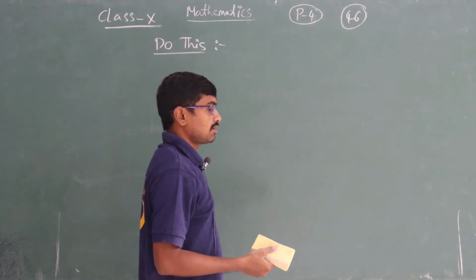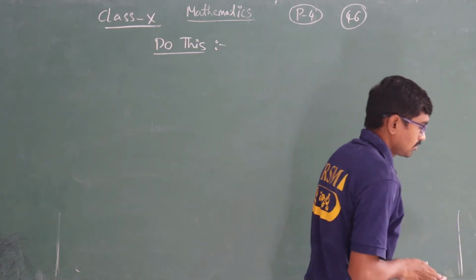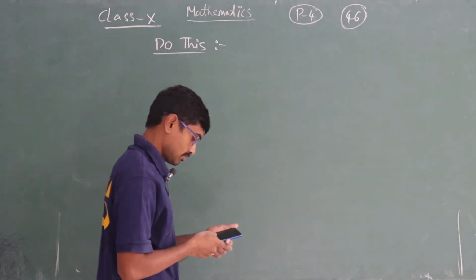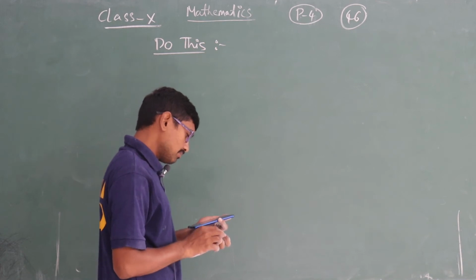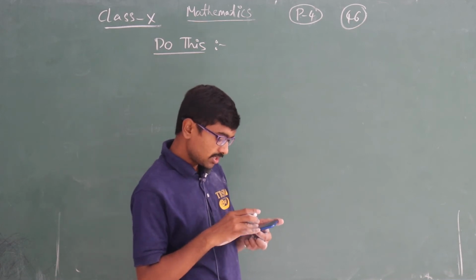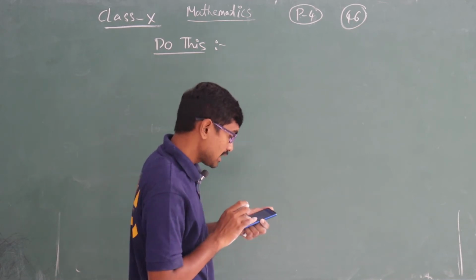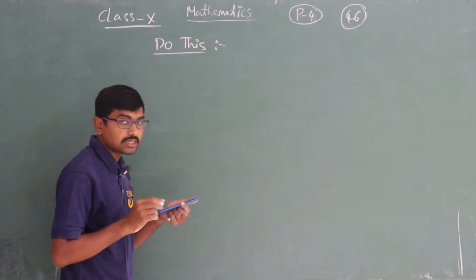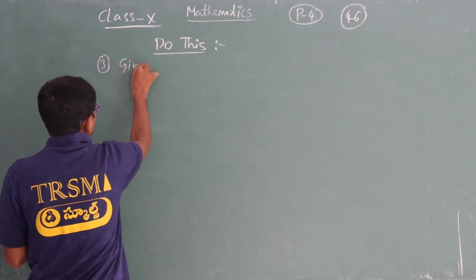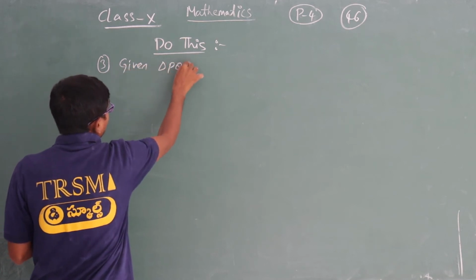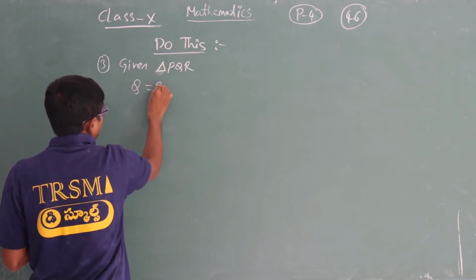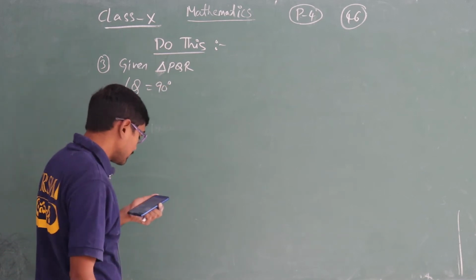Okay students, now coming to question number 3. You can see question number 3, page number 278. In Do This, in a triangle PQR with the right angle at Q. So here we have the given triangle PQR. Where is the right angle? The right angle is at Q. So angle Q is equal to 90 degrees.